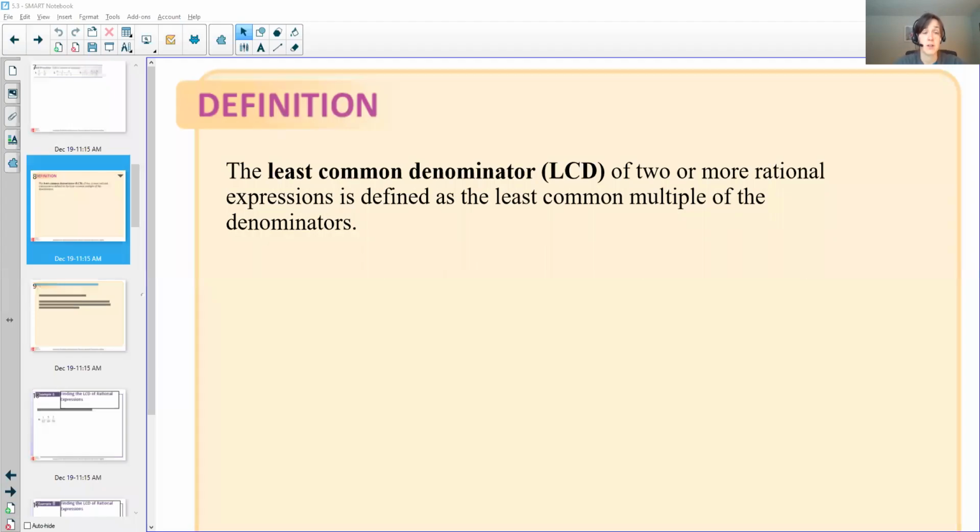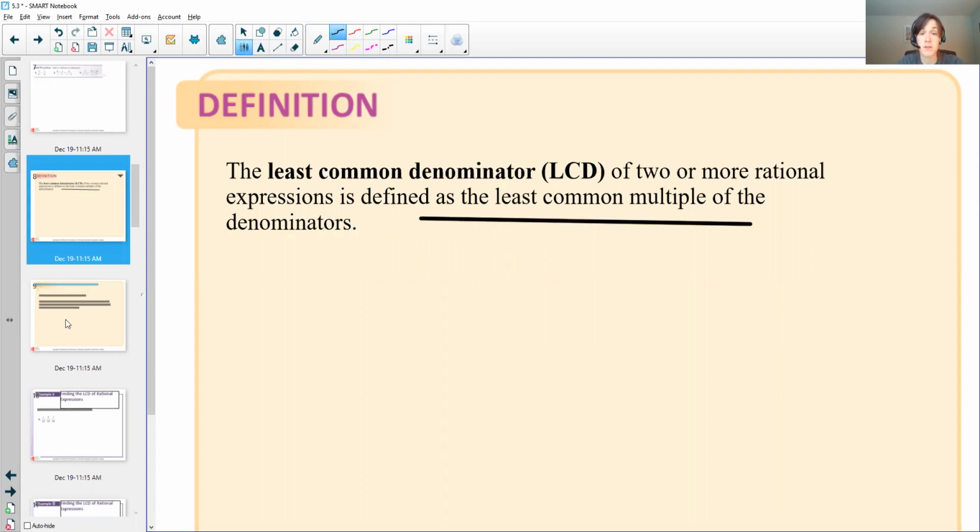All right, so you should be able to see my screen now with the notes in 5.3. This is just partway through the notes. This is where we left off last week on Thursday. So the least common denominator of two or more rational expressions is defined as the least common multiple of the denominators.